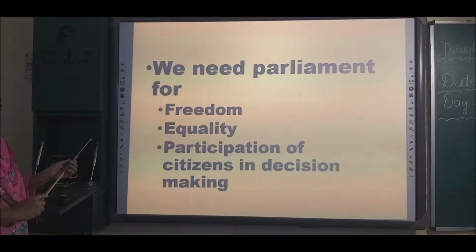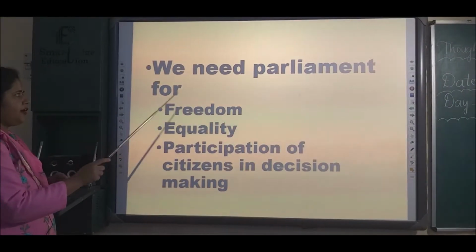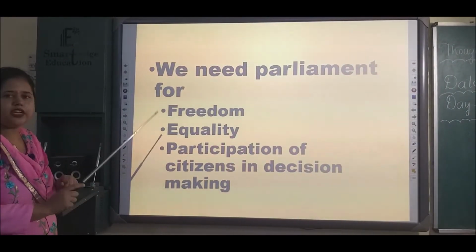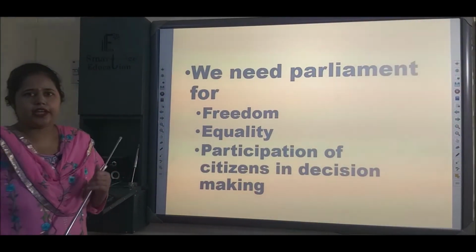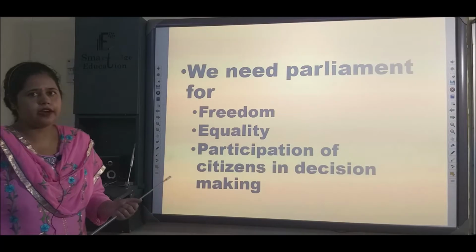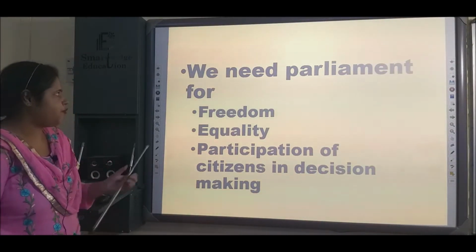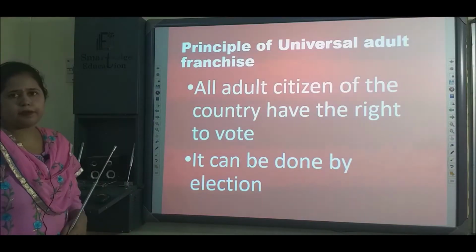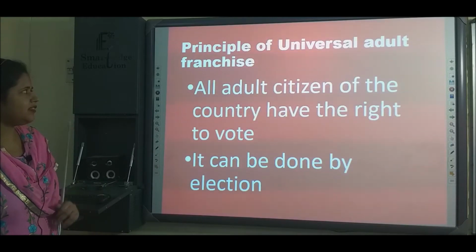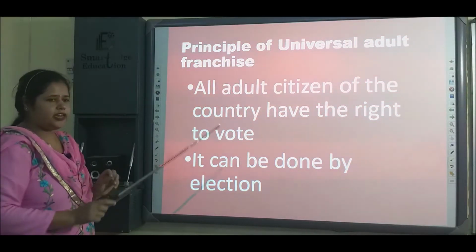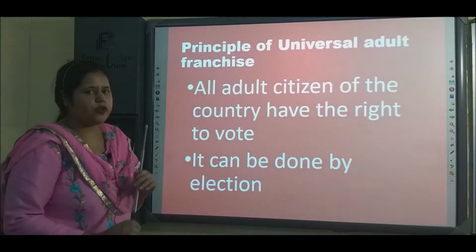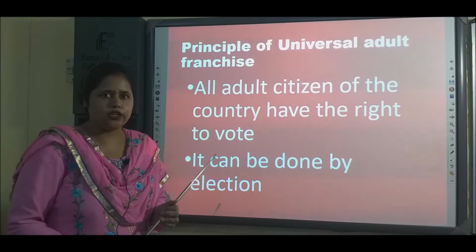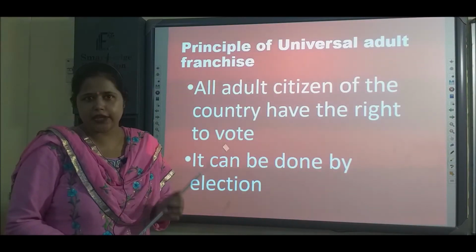As you can see on the board, we need parliament for freedom, equality and participation of citizens in decision making. What does it mean? It means that if there is parliament in our country, only then we have freedom, equality and participation. How? This we will discuss. By the principle of universal adult franchise. What is this? It means that all Indian citizens who are 18 years of age or above have the right to vote. They can choose their representatives by giving their votes.